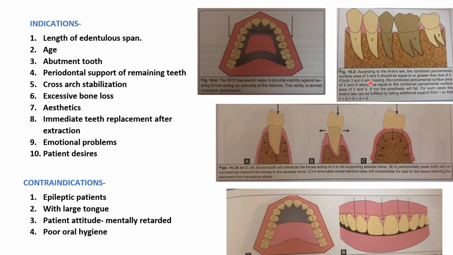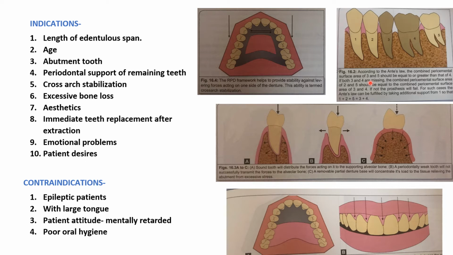So the first is the length of edentulous span, and a removable partial denture is preferred for longer edentulous areas. Then age. In patients under the age of 17, a fixed partial denture is contraindicated because they have large dental pulp and lack sufficient clinical crown length. In fixed partial dentures, the abutment teeth are reduced so that the prosthesis can be fabricated like a cap.